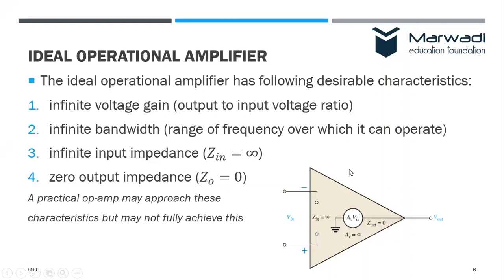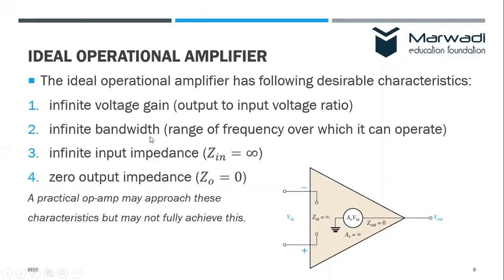Now we want that this circuit should provide infinite voltage gain. That means the voltage gain is very high, right? Of course, because we are talking about the ideal characteristics, we expect that the voltage gain is infinite. In practice, it cannot be. Okay. Then we have infinite bandwidth.